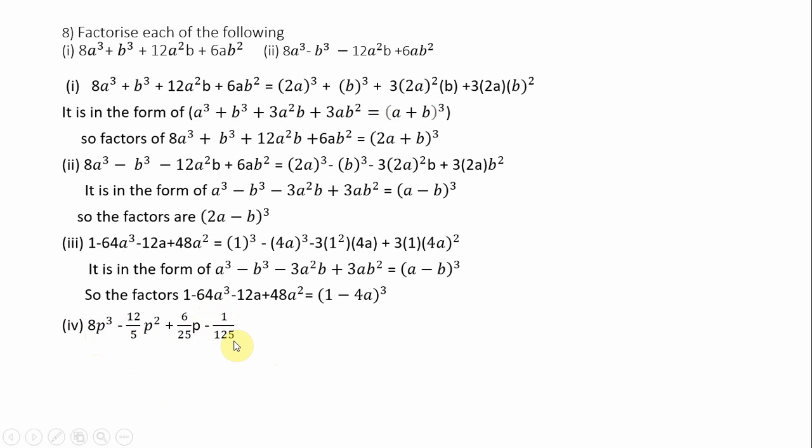Understand? Then 3a square b and 3ab square, if you write, then you are going to get this only. And this is in the form of a cube minus b cube minus 3a square b plus 3ab square, and (a minus b) whole cube. The answer will now be (2p minus 1 by 5) whole cube. The answer you can write directly.